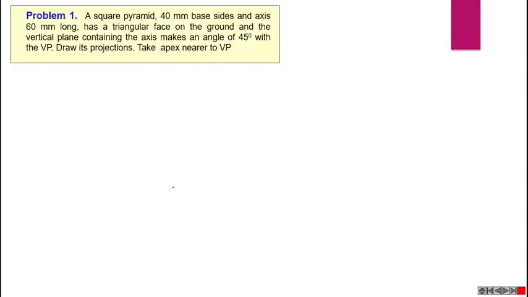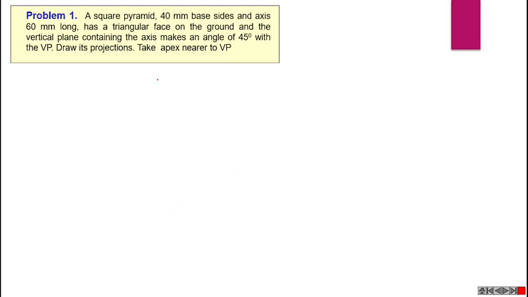Here is the problem. A square pyramid 40 mm base side and axis 60 mm long has a triangular face on the ground, and the vertical plane containing the axis makes an angle of 45 degrees with VP. Draw its projections. Take apex near to VP.